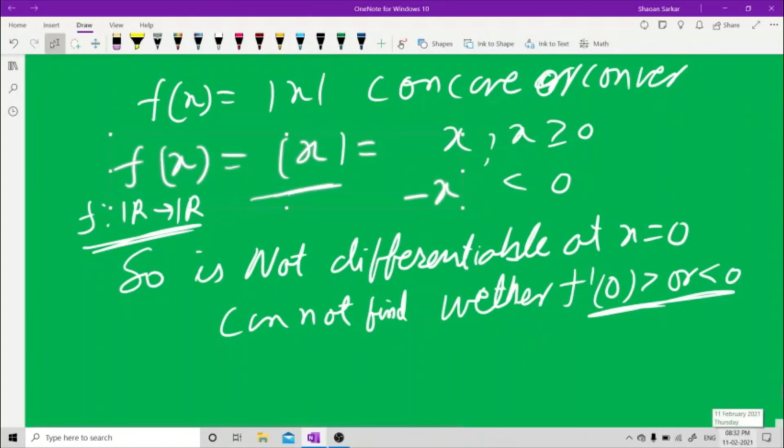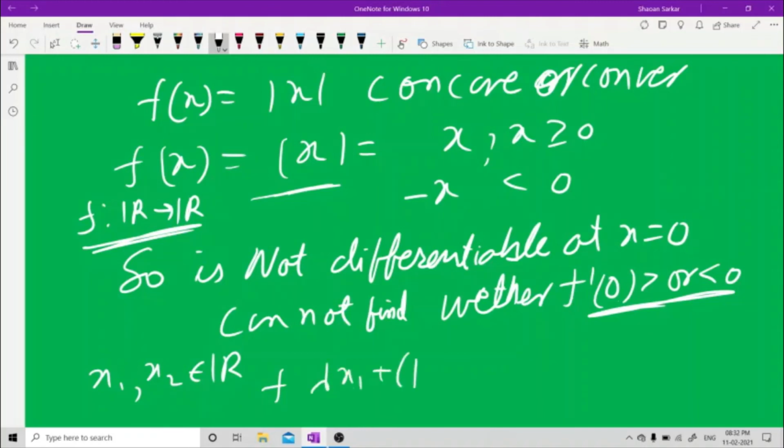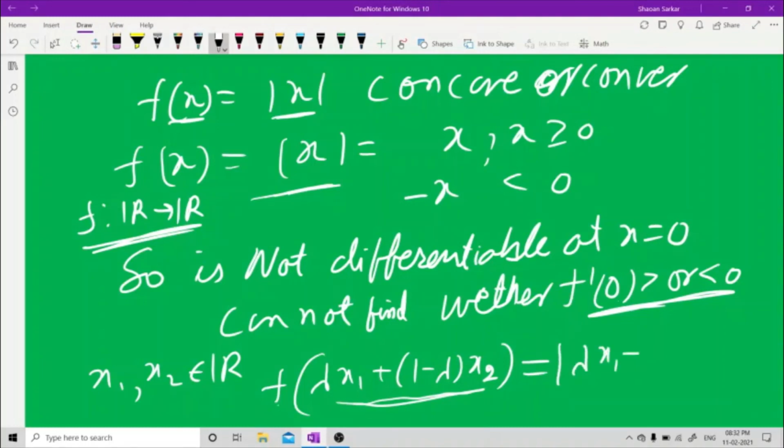Now see this. Take two points x1, x2 belonging to R. Now f of lambda x1 plus 1 minus lambda x2. Since f(x) is mod x, this is behaving like x. So you take mod of lambda x1 plus 1 minus lambda x2. Take a mod. Now this is behaving like x and this whole thing is behaving like y.